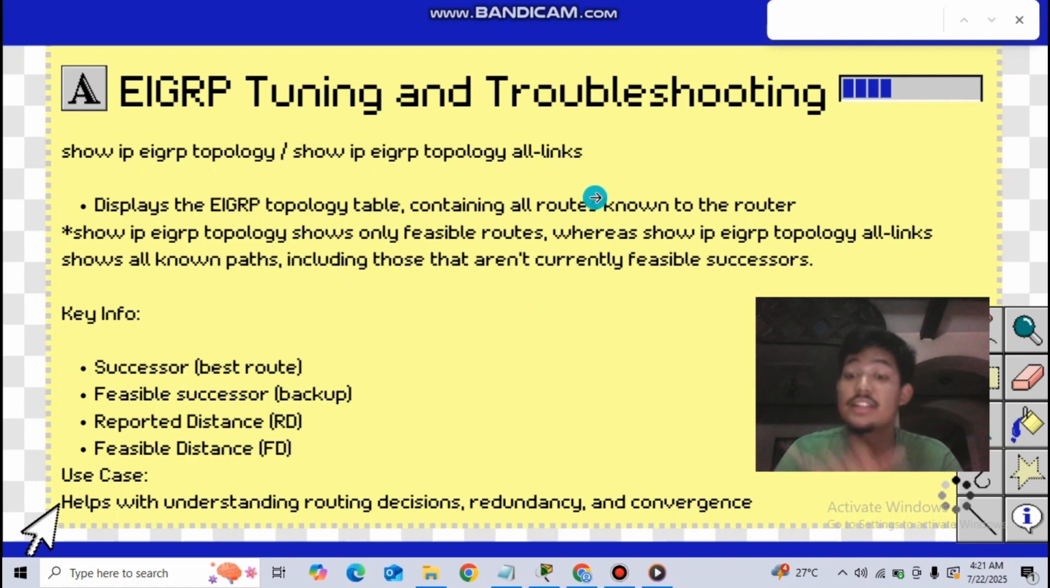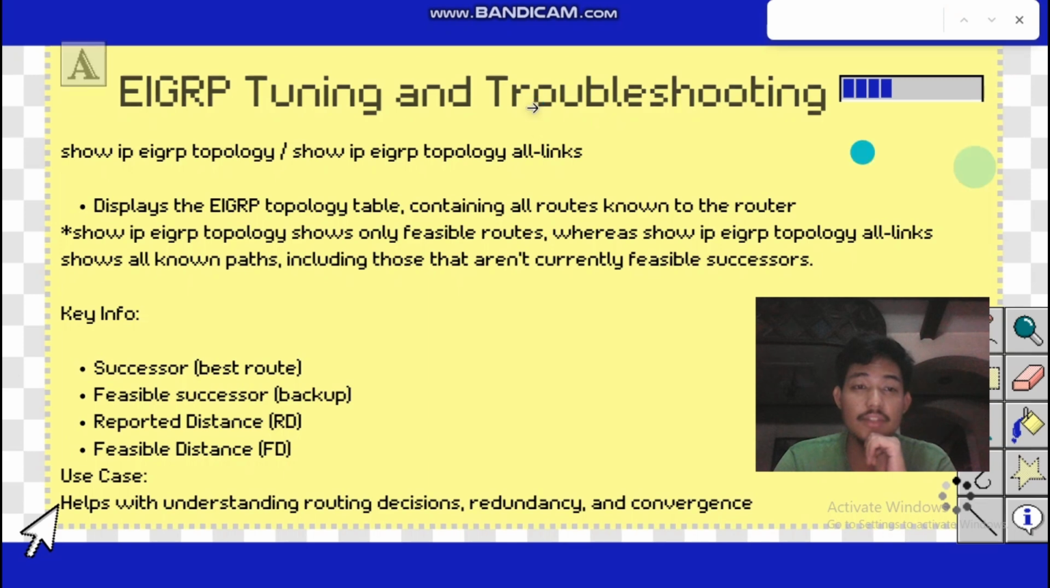So basically, these are physically linked routers which have not been properly configured yet. Over here we have the successor, the best route, the feasible successor, the backup, the reported distance, and the feasible distance. The use case of this command is that it helps us understand routing decisions, redundancy of routing, and convergence. There are times when routes are doubled, and we do not need that in an advanced and rather complex routing protocol.